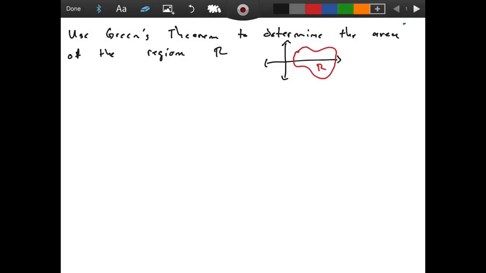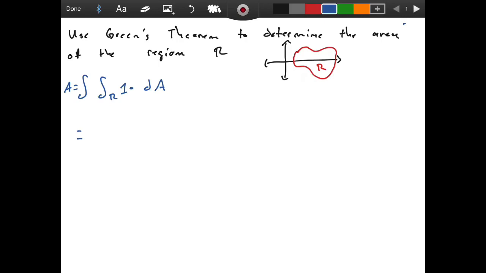So this is kind of a broad question, and I'll apply it to a specific problem in a moment. But the idea is that we want to use Green's theorem to determine the area of this region. So R is just a general region. Now notice that the area of a region is just given by the double integral over the region of the function 1 dA. Okay, so how can we connect this to Green's theorem?